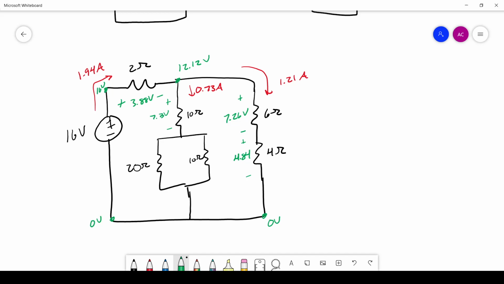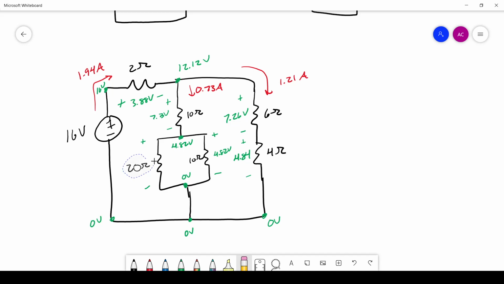Okay. Now we have 12.12 volts and then a 7.3 volt drop. So if I do 12.12 minus 7.3, that tells us there's 4.82 volts here. We know that this is 0 volts down here at the bottom. This is 0 volts here. So now we can calculate the current through each of those two resistors because we know for each of these there's going to be a 4.82 volt drop.